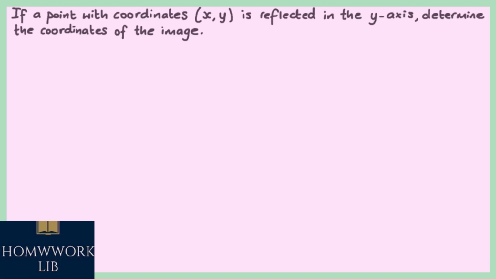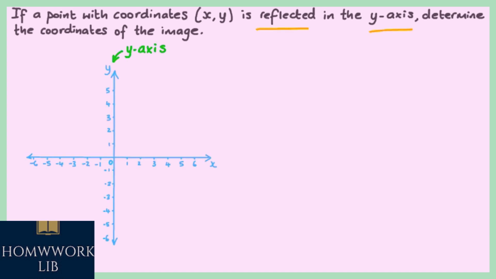If a point with coordinates x, y is reflected in the y-axis, determine the coordinates of the image. We can start this question about reflections in the y-axis by recalling that if we draw a usual coordinate grid, the y-axis is the vertical line. When we are reflecting in the y-axis, that means that the mirror line of the reflection is this line.